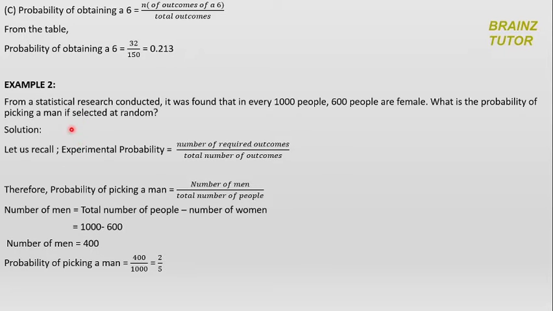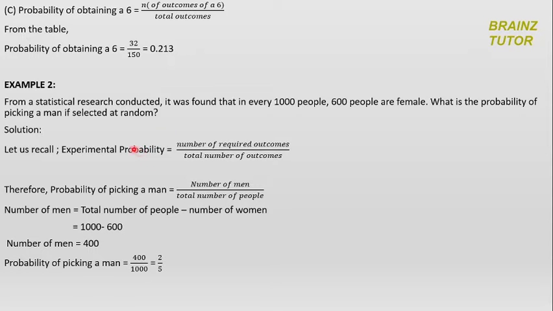So going on, we'll be going to example 2. Example 2 says, from a statistical research conducted, it was found out that in every 1,000 people, 600 people are female. What is the probability of picking a man if selected at random? So let's go on to solving this question.